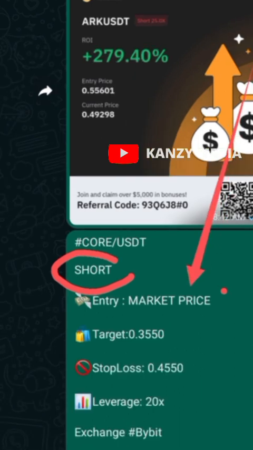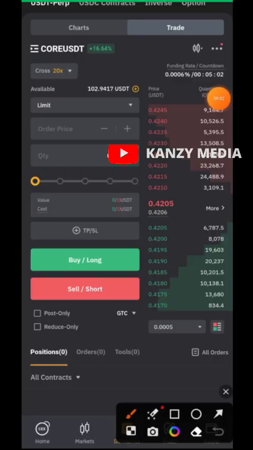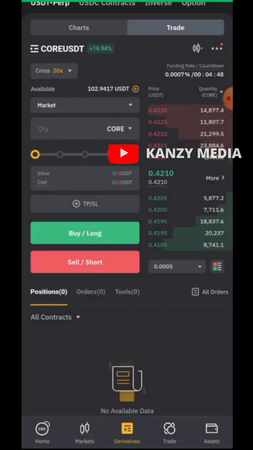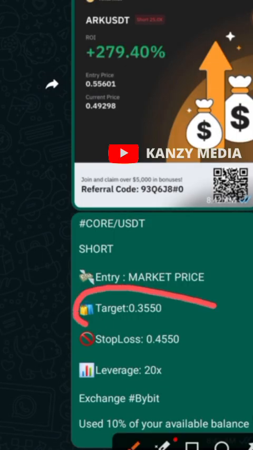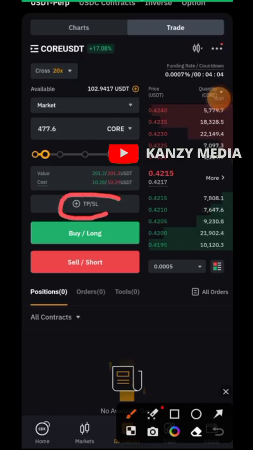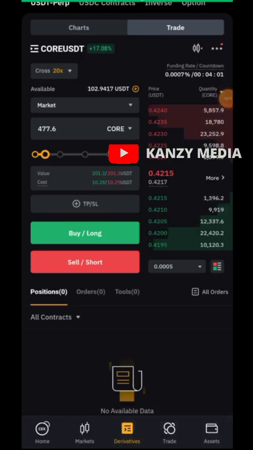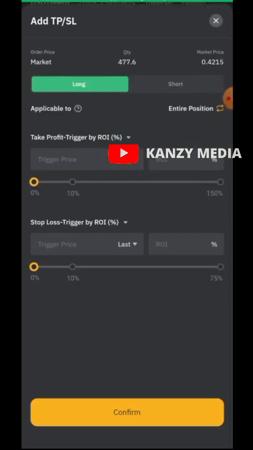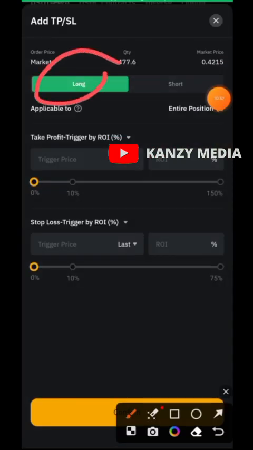Okay, here our signals say that we should enter at the market price. How to do this is to click on the side and change it to market price. After that we set our target, which means take profit, and SL, which means stop loss. So go to Bybit and click on where you see TP/SL. Please always pay attention to our signals to know when we say short and long to avoid mistakes. So watch the video carefully as we proceed on what I'm doing.